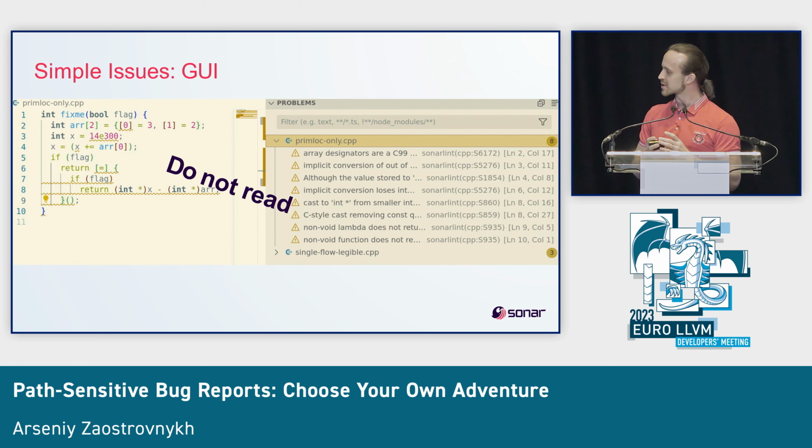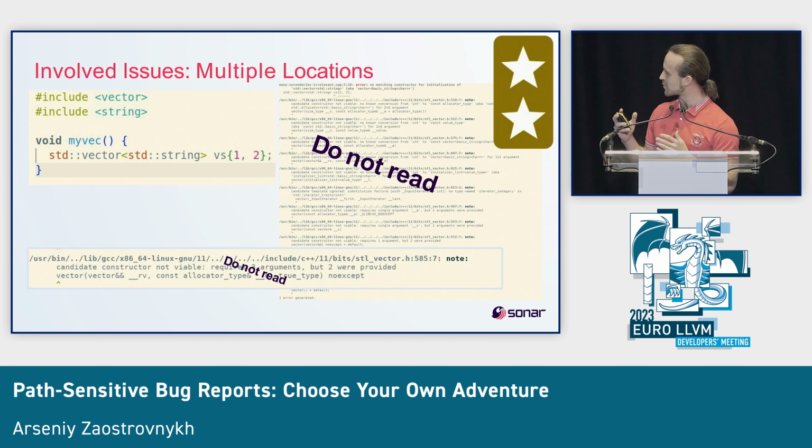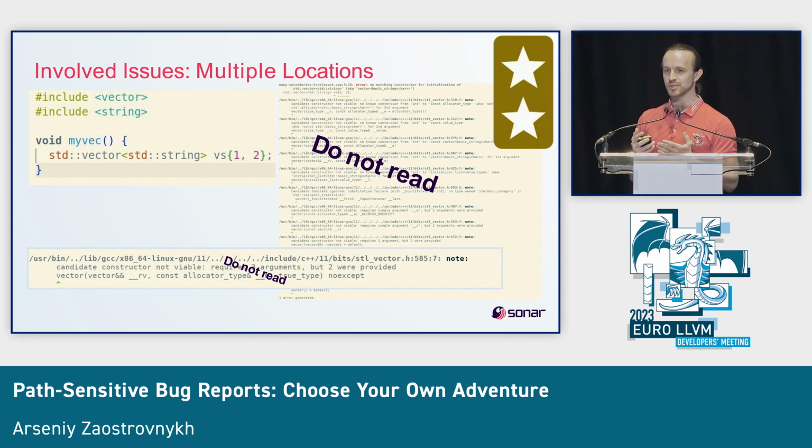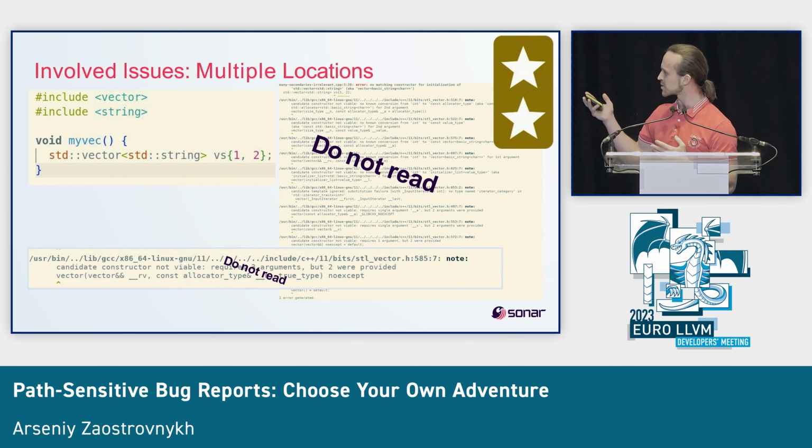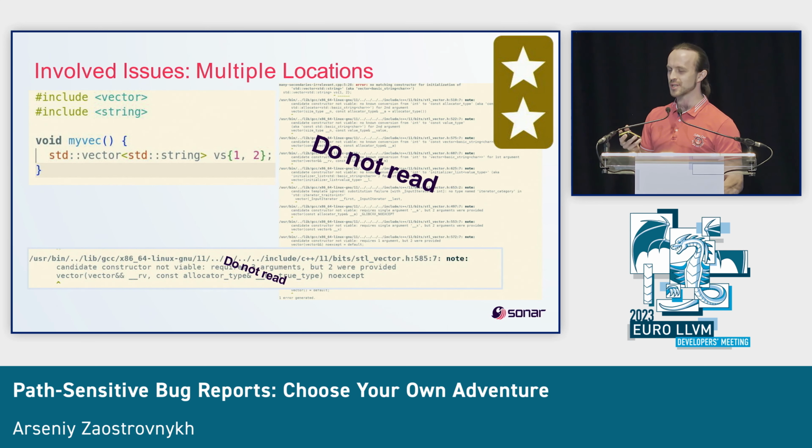If this point is not clear for the simple issues, let's look at the more involved ones, the issues that require multiple source locations to understand. So this is a typical error where the compiler gives you the whole overload set, and sure enough, one of those constructors is the one you meant, but all the others essentially are irrelevant, and so it doesn't really help.